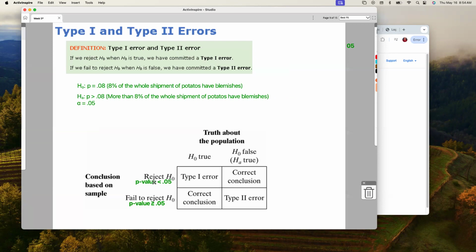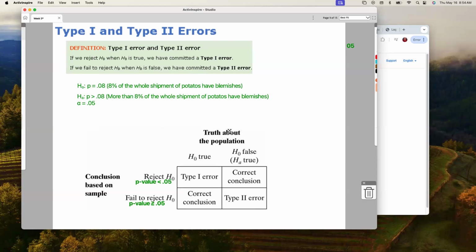incorrect. So, what we mean by that is, if we take a look at this scenario here, for instance, and again, it just defines what an error is. If we reject a null hypothesis when it's true, we call that a type 1 error, right? Because this is true and we're rejecting it. If we fail to reject it when it's false, that's also a mistake, right?